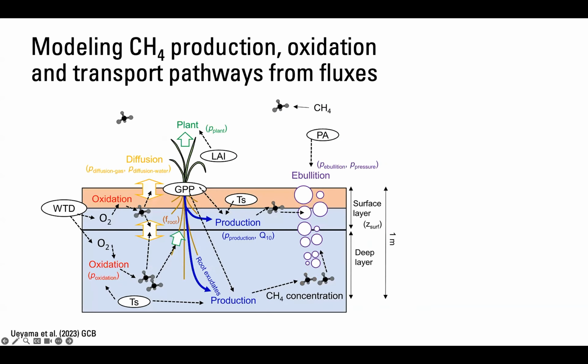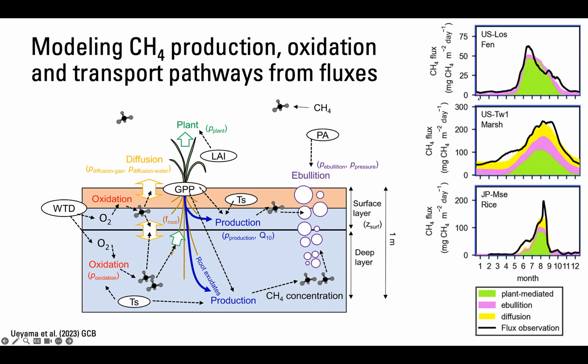We've also been working, as I mentioned, with a lot of modeling groups to leverage these observations. So this is a model-data fusion approach here, simulating all the different production pathways, oxidation pathways, and transport pathways, and coupling this with fluxes to not just predict the flux, but also the different transport pathways. So for example here, these are the flux observations in black, and here we can see the different transport pathways.